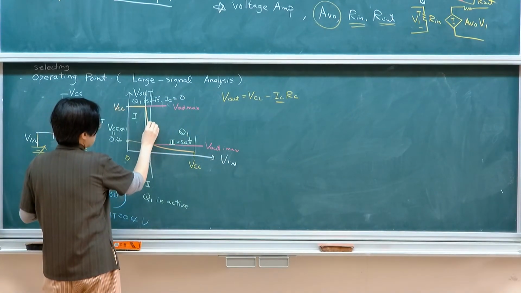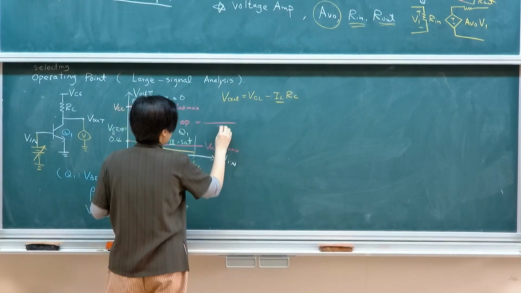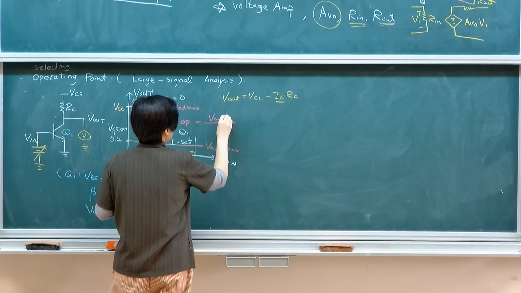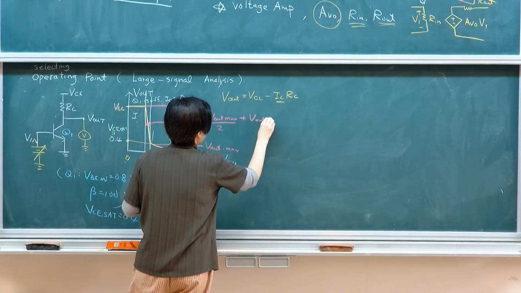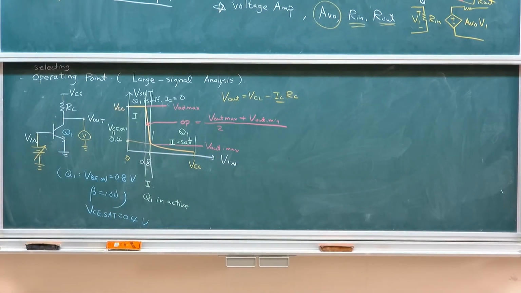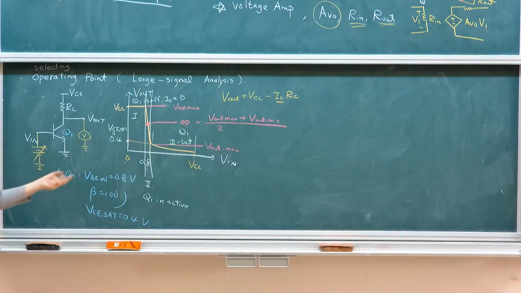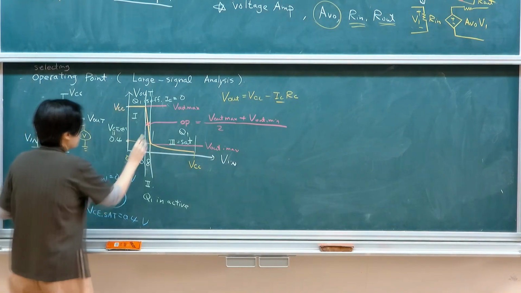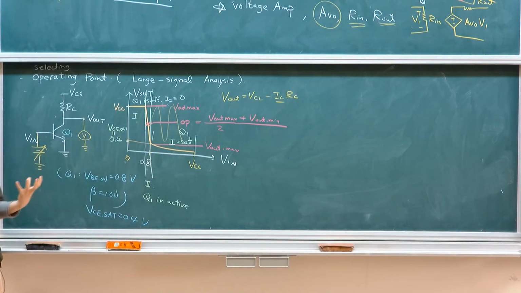So typically what I want to do is to place the operating point at the center, at V out max plus V out minimum over two. The reason why, typically, not necessarily every time, but in typical design, you want to stand in the center is because I don't want to fall. You want to make sure that when you have a signal, you allow the maximum swing. It will allow you to dance. This is your output. That's your maximum swing.